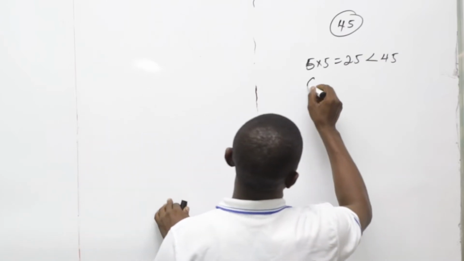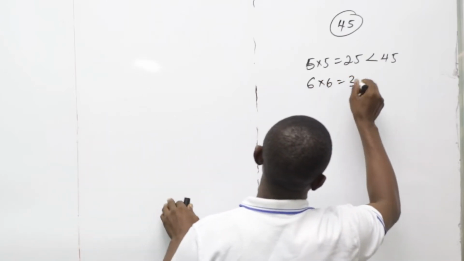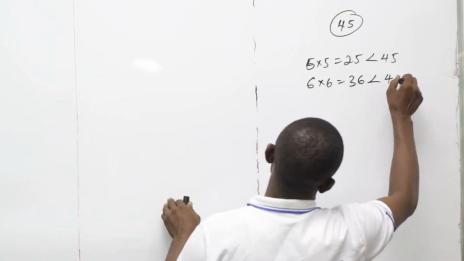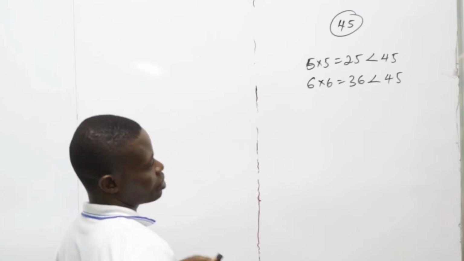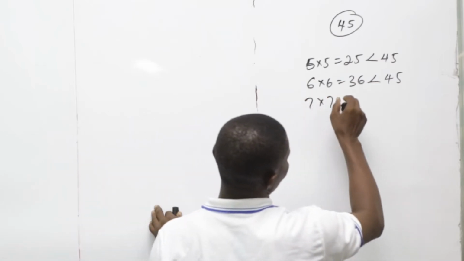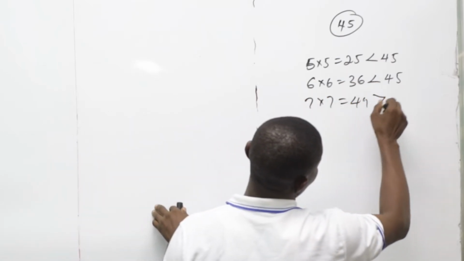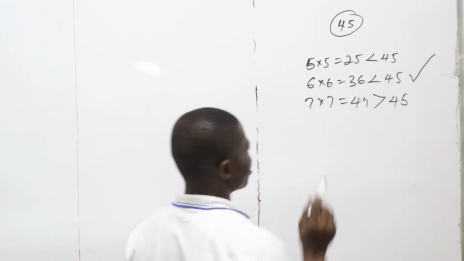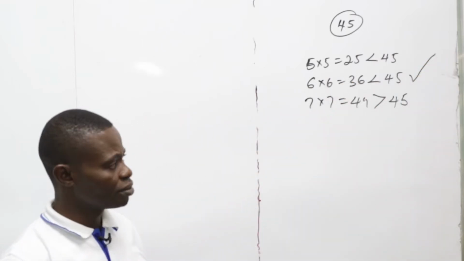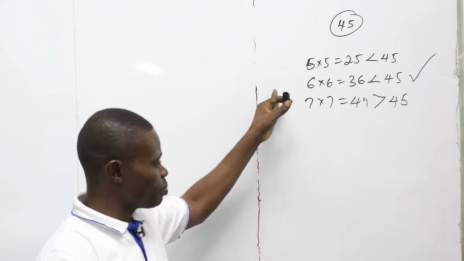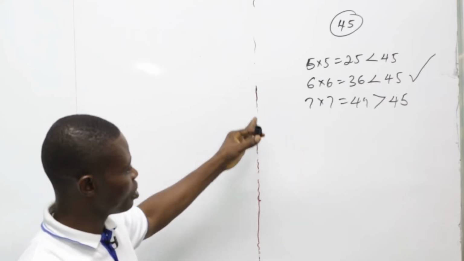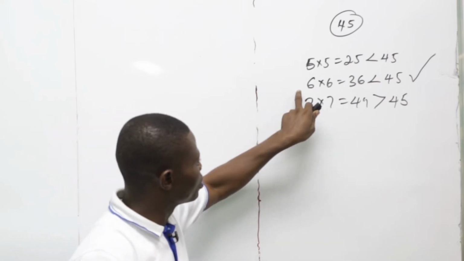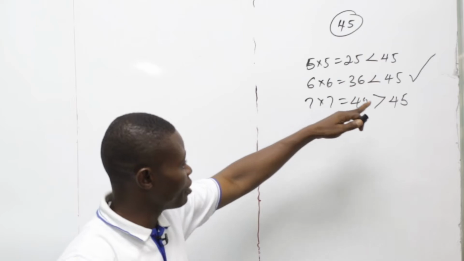Test again. 6 times 6 is who? 36. It's less than 45. Test again. 7 times 7 equals who? 49. It is greater than 45. So the best solution is 6 times 6. You see how you choose? Just pay attention. Watch what I'm doing very well. So the number that is very close to 45 is what?